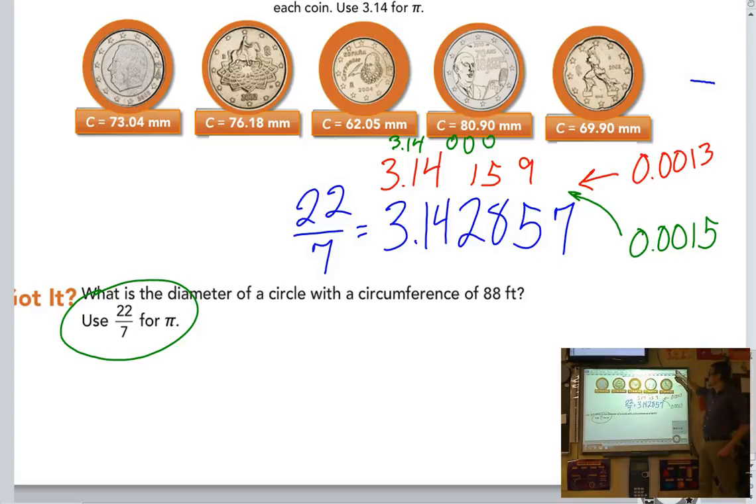Yeah, Andrew? That button will convert it. Oh yeah, fraction decimal. Oh, whoa. Wait, what?